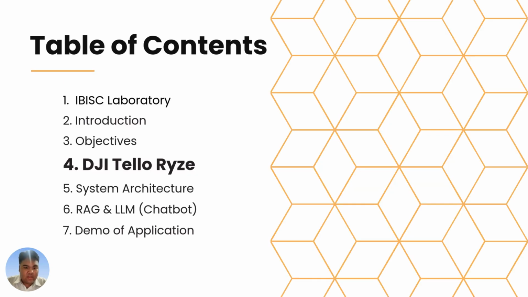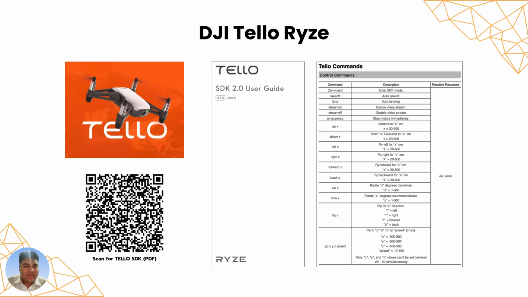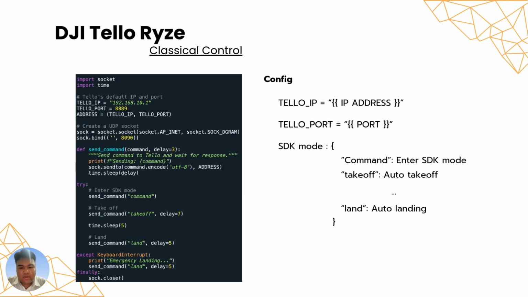So let's look at what the DJI Tello drone is. The DJI Tello is a mini drone that is programmable, using a Python SDK as a guide to send commands by programming to control the drone.